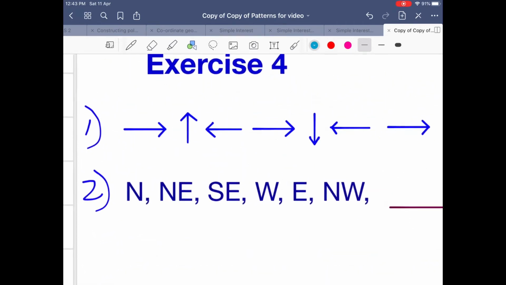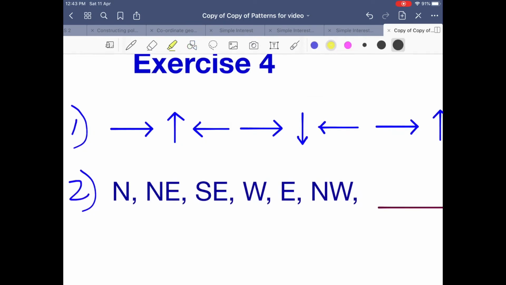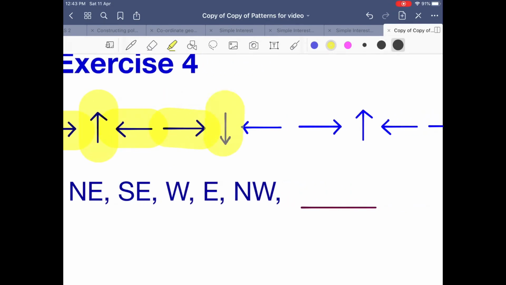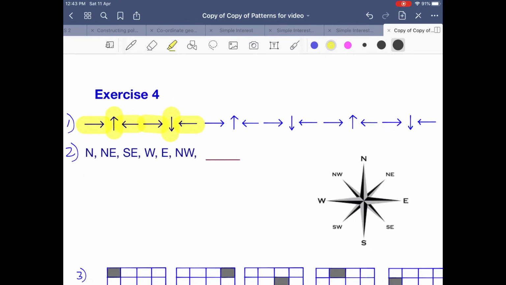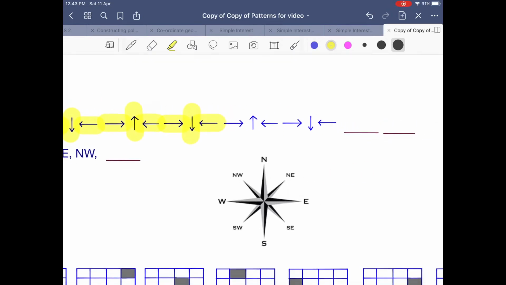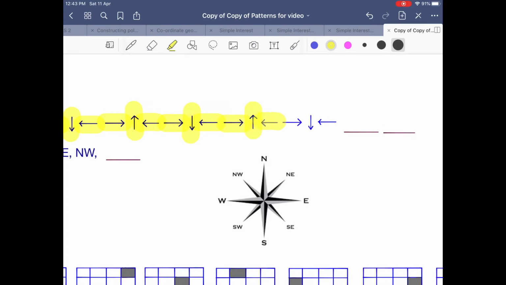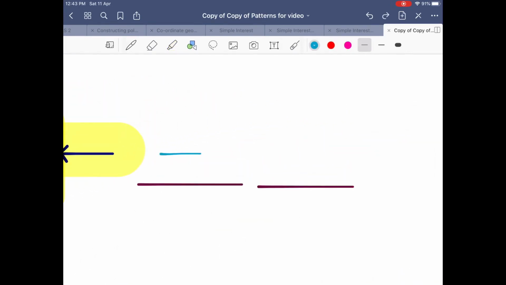Number 1, we can see that the arrow is pointing right, then up, then left. Then we have right, down, left. And this pattern is now going to repeat again. Right, up, left, right, down, left. Again, same pattern. So we are expecting it to go now right, up for the next 2. Right, up.